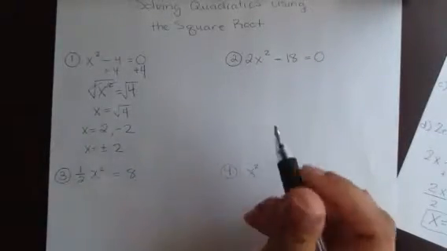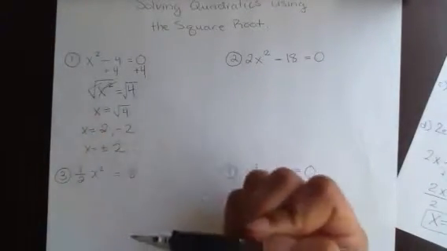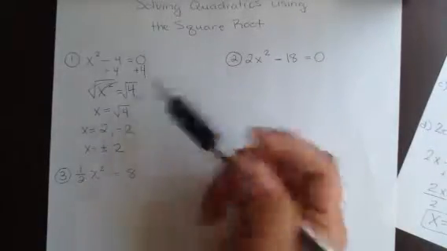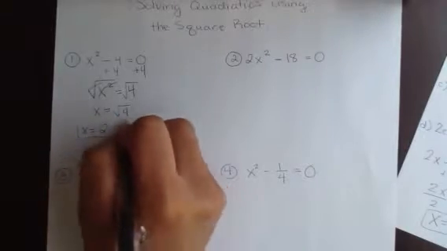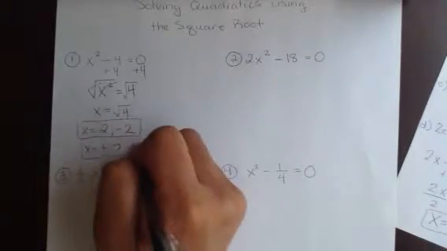They're both the same thing because 2 times itself gives you 4 and negative 2 times itself also gives you 4. So you have two answers. You can write it like this, or you can write it like this.